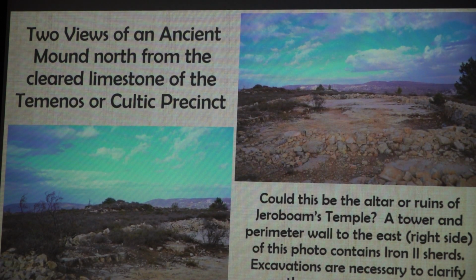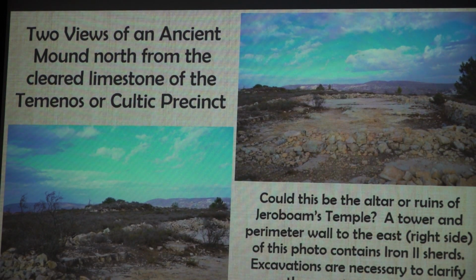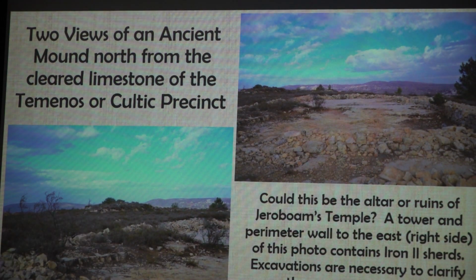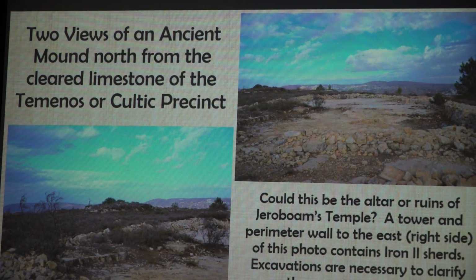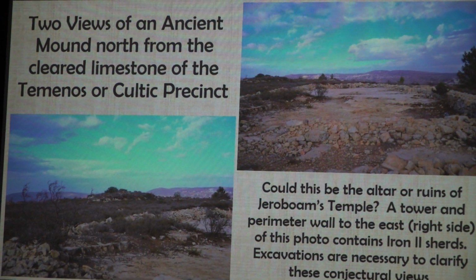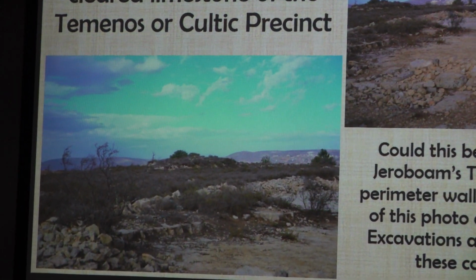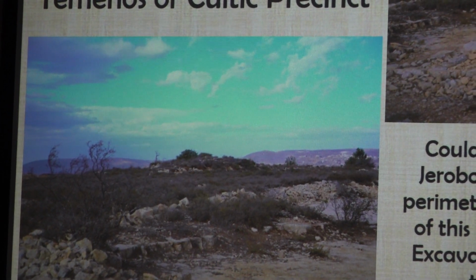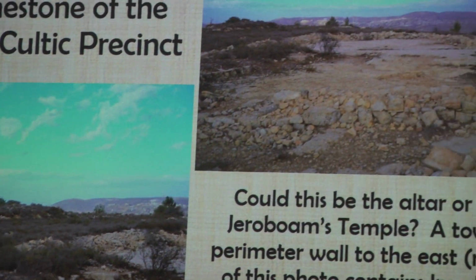Some views on the top of the mountain, and you can see this tumble of rubble here, and it is believed that perhaps it is the remains of the shrine and high place built by Jeroboam and perhaps expanded and embellished by later kings of Israel.